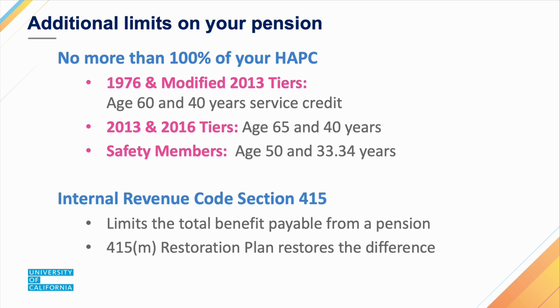The Internal Revenue Code 415 also limits payments to individuals from a pension plan. If you've earned benefits greater than the limit, then UCRP may restore the difference through the 415 restoration plan. For more information, visit UCNet. In the search bar, you can just type in restoration plan and it'll bring up a list of documents, either the website or web pages or publications that address this. Also, during the retirement process, if your record is identified as possibly being subject to the 415 limit, then information will also be provided at that time.